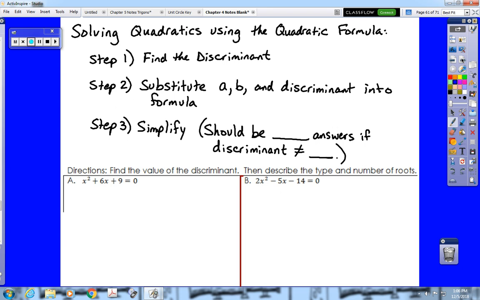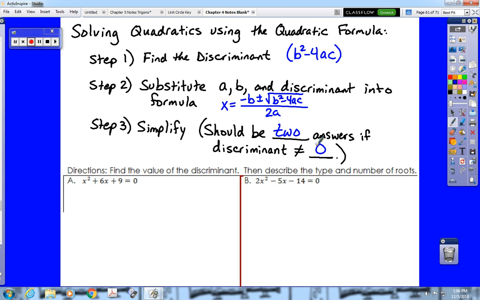Our process here when we solve with the quadratic formula is a three-step process in this course. The first thing you always do is find the discriminant. Again, that value is b squared minus 4ac. And you're going to then take that value, the discriminant, and a and b, and plug into the quadratic formula, which again is negative b plus or minus the square root of the discriminant over 2a. So you're going to plug your discriminant value in underneath the root, b there, a there, and then you'll simplify. There should always be two answers if the discriminant is not equal to 0.